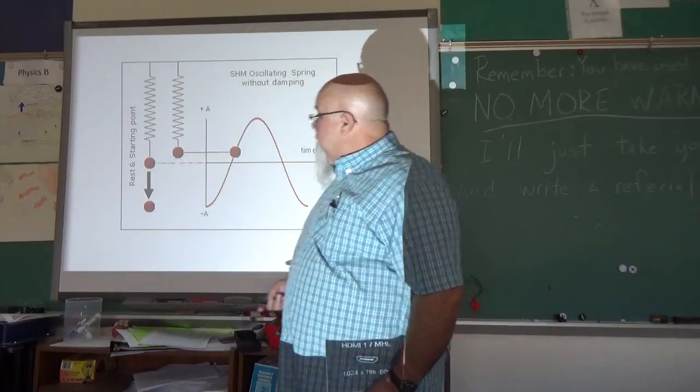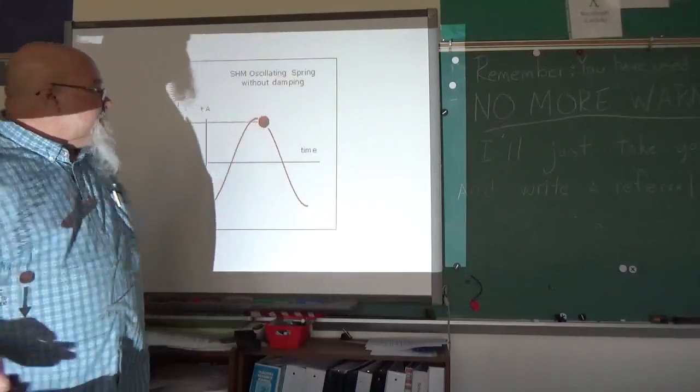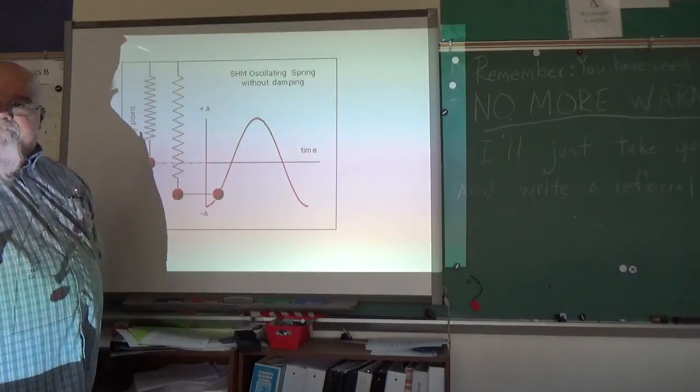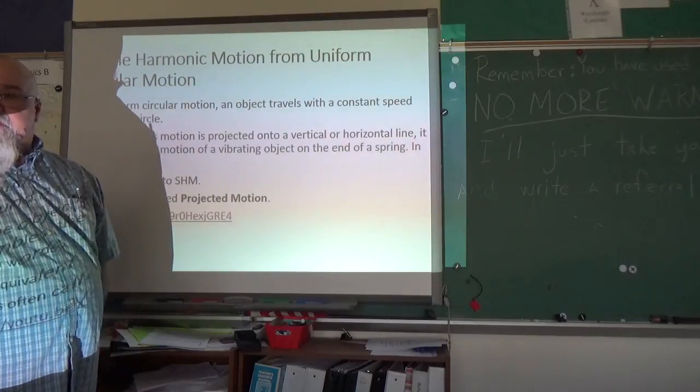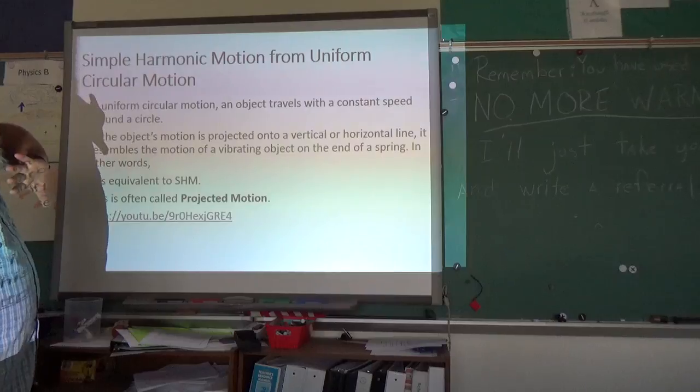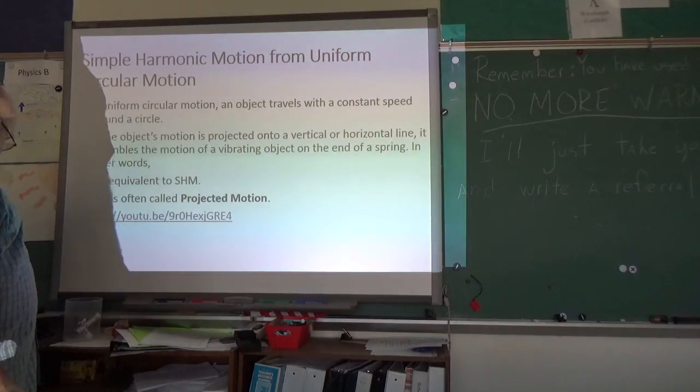This is kind of a simpler example of that. What we see, we have our motion back, it will plot out. Another form of simple harmonic motion we call uniform circular motion.